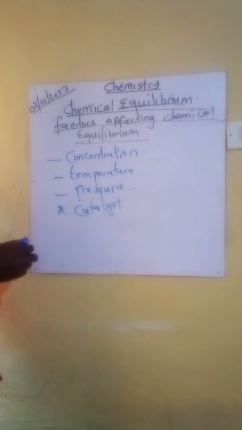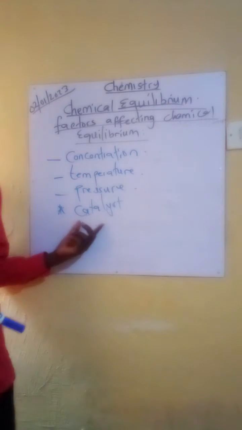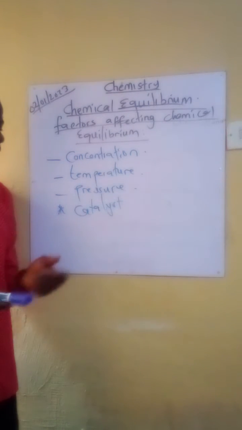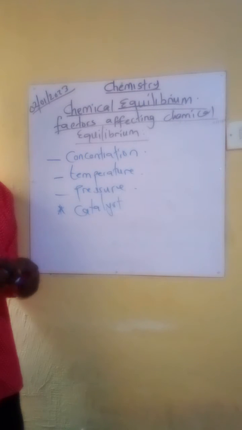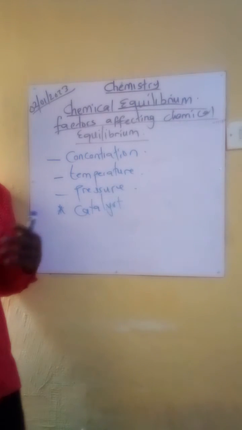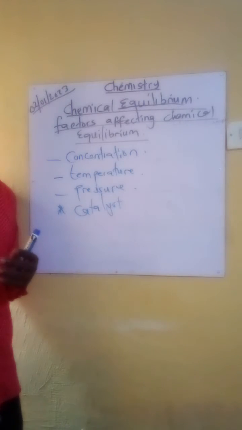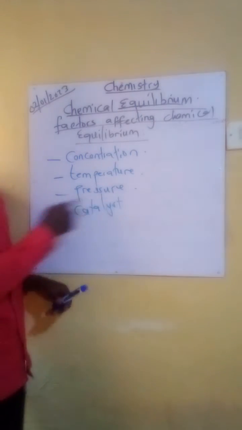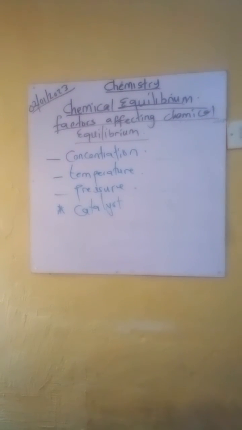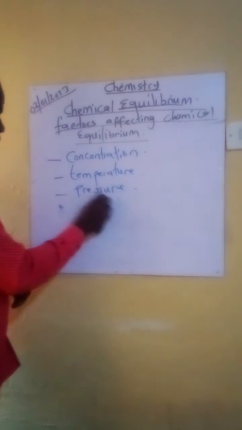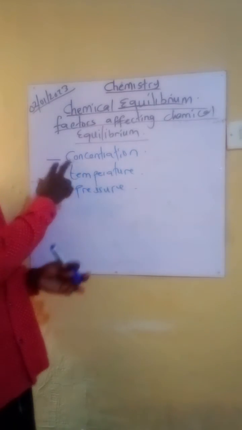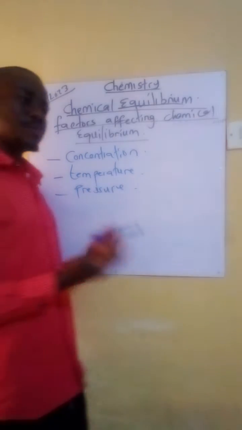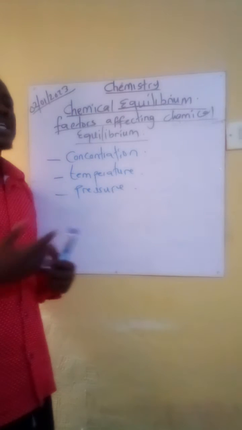most times they want to use catalyst to confuse you in the exam. Catalyst does not have any effect in an equilibrium system. It does not affect the system. It only helps the system to proceed at a faster rate. Okay, that is the essence of the catalyst. So concentration, temperature, and pressure always affect chemical equilibrium.